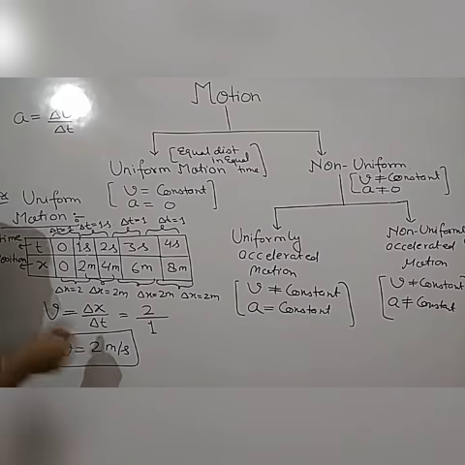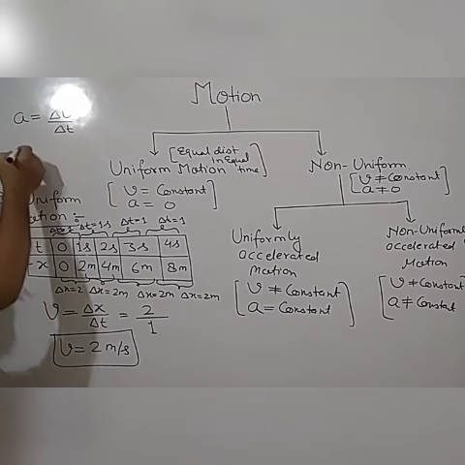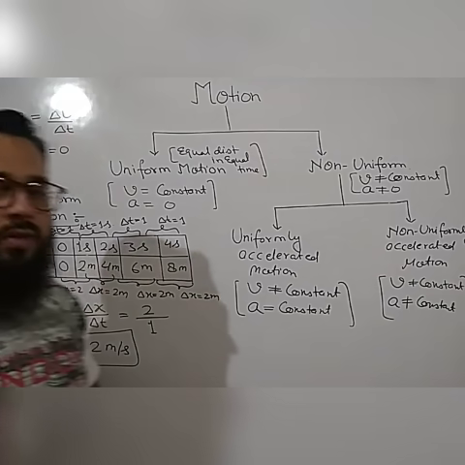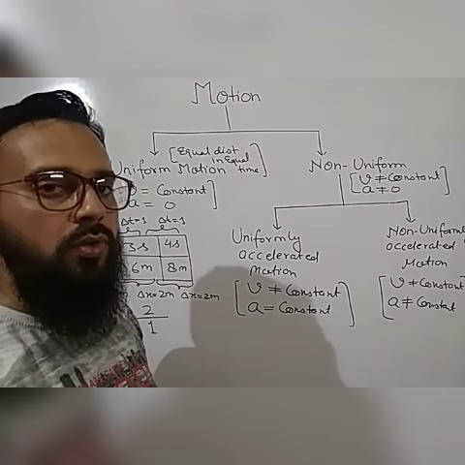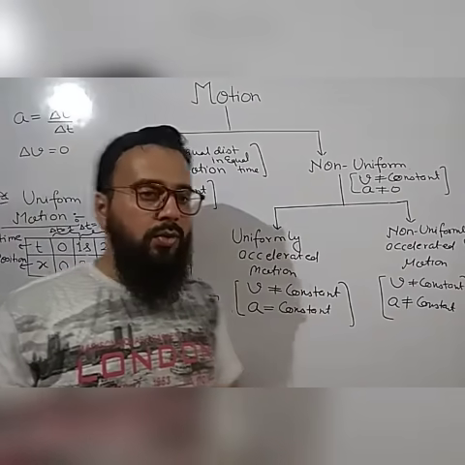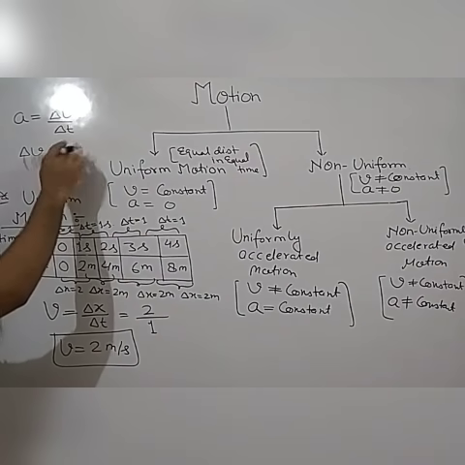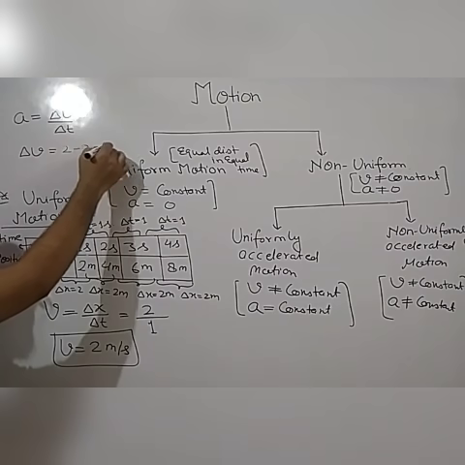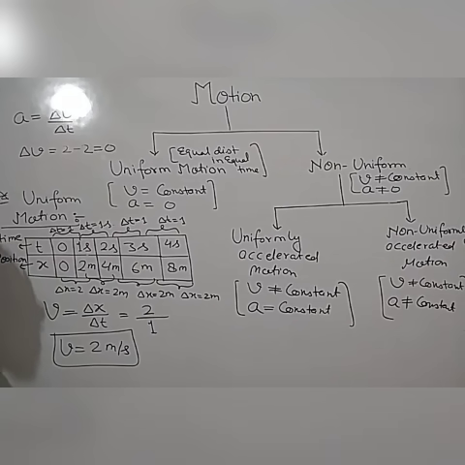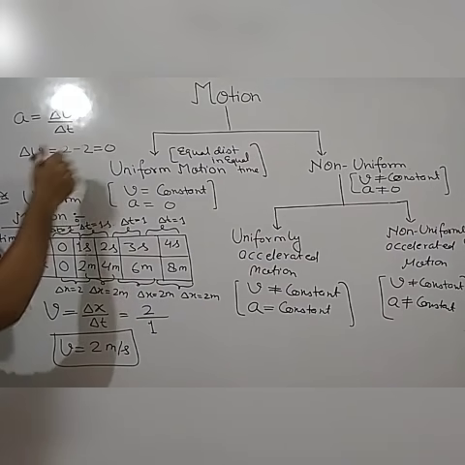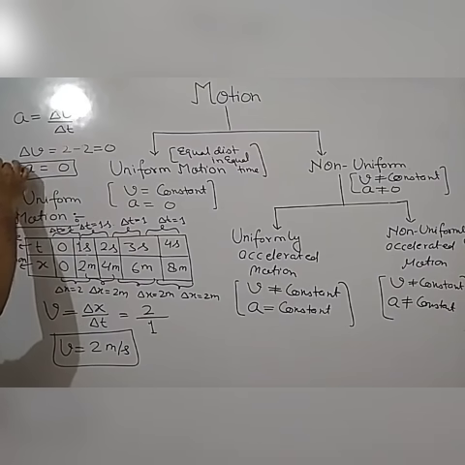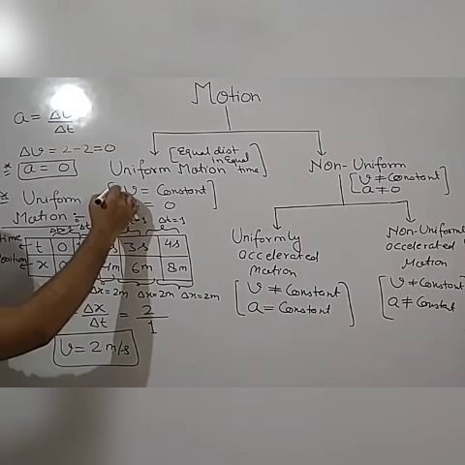Now, since v is constant, delta v will be equal to 0. Because velocity is constant, initial velocity will be 2, final velocity will also be 2. That means delta v will be equal to 2 minus 2, final velocity minus initial velocity, which will be equal to 0. And when delta v is equal to 0, acceleration will also be equal to 0. This is the second condition.